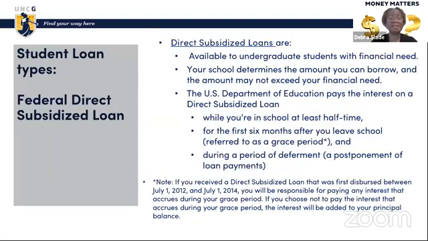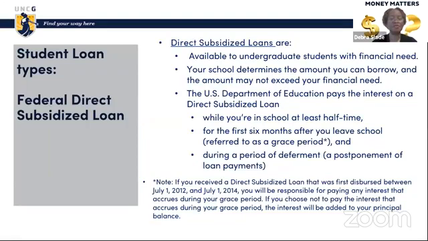So as you see on the slide, it says the Department of Education pays the interest on a direct subsidized loan while you're in school at least half-time, or the first 6 months after you leave school, and this is your grace period. And then during any periods of deferment, and deferment is a postponement of your loan payments, and there are lots of different reasons why you could be in deferment. Typically, it's because you are in school, you're enrolled in a program, and you're still earning your degree. So that would be a reason that you would be in deferment.